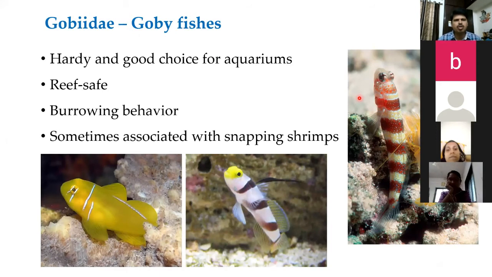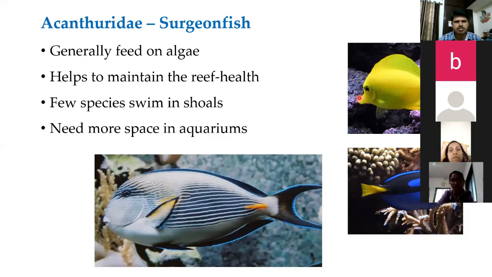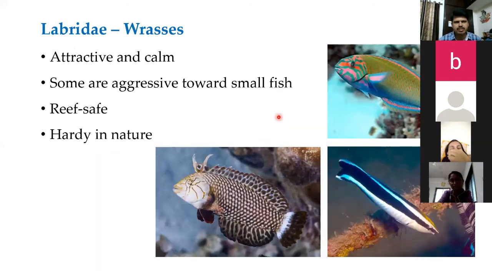And next one is the Gobiidae, and these are hardy and a very good choice for aquariums. They have a burrowing behavior, and these are reef safe and sometimes associated with shrimps. And we have the surgeonfish or Acanthuridae. On the right, we have Dory, or we call it the palette surgeonfish, right? And here we have a yellow tang. These again swim in shoals, and they mostly feed on algae. So they help to maintain the reef.